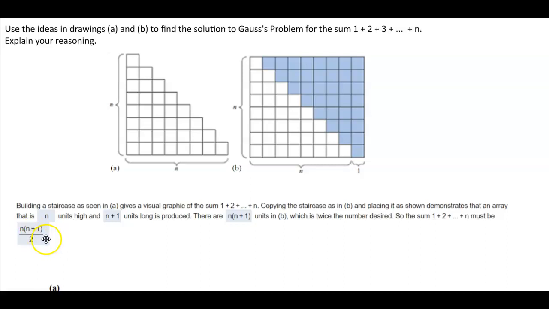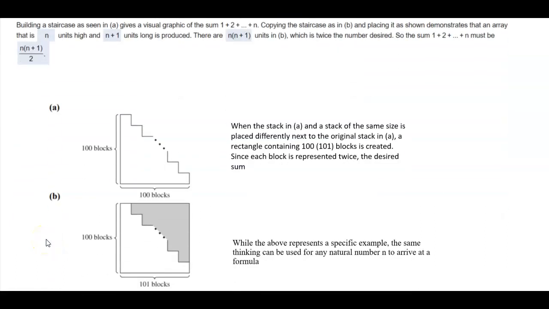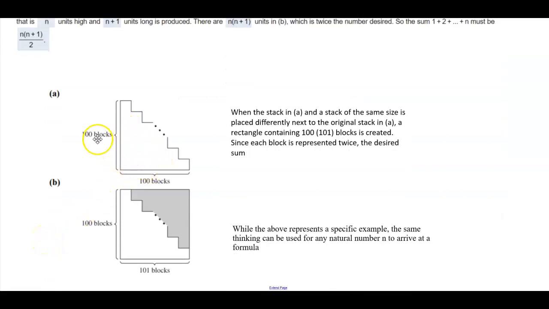Okay? Now, let's just look at another example here. So let's say that this is what the staircase is. We have 100 blocks here, we have 100 blocks here, we have 100 blocks here, and now we have 101 blocks because we added 1. Now again, in part A, when the stack in A and a stack of the same size is placed differently next to the original stack, a rectangle containing 100 blocks times 101 blocks is created.